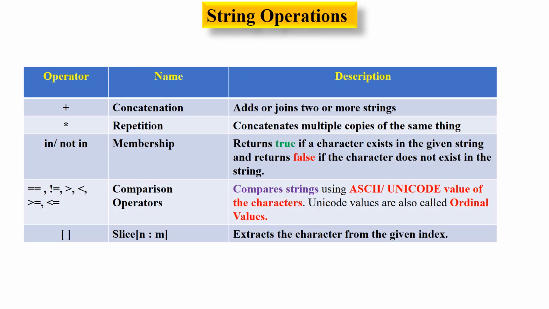Strings can be manipulated using operators. Concatenation adds or joins two or more strings using the plus operator. Repetition concatenates multiple copies of the same thing using the asterisk operator. Membership, in and not in, returns true if a character exists in the given string and returns false if the character does not exist in the string. Comparison operators compare strings using the ASCII or Unicode value of the characters. Unicode values are also called ordinal values. String slicing extracts characters from the given index.